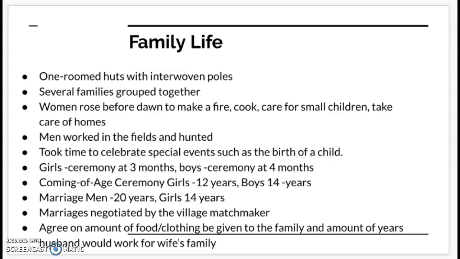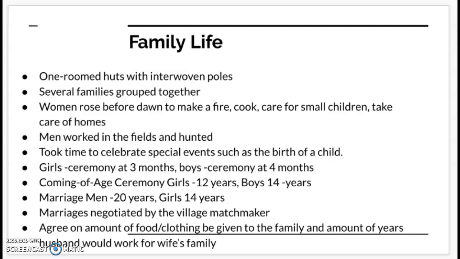They often took time to celebrate special events, such as the birth of a child. That was considered a very big deal in the society back then. Girls would have a ceremony at 3 months, and boys would have a special ceremony at 4 months to celebrate their life. And then a coming of age ceremony, so think of this as like you're now an adult ceremony. Girls would have that at 12 years old, and boys would have that at 14 years old.